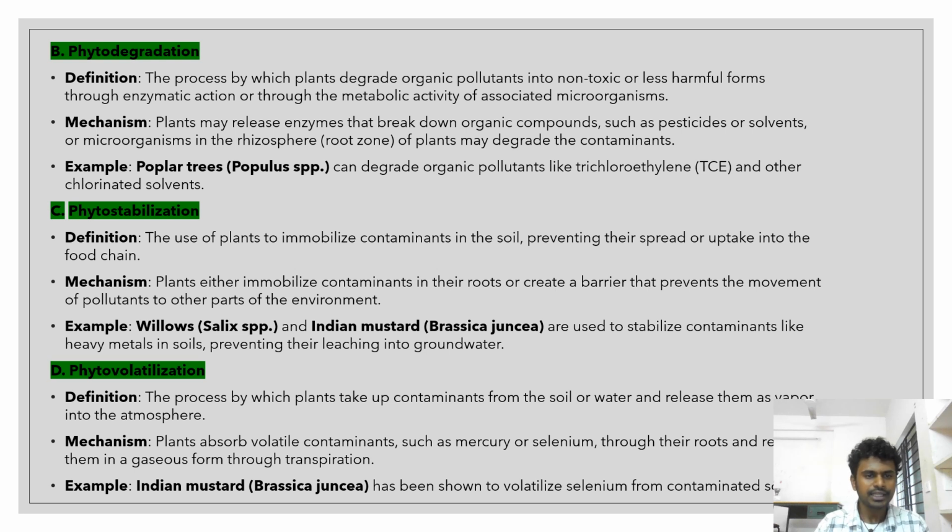Phytovolatilization: the process by which plants take up contaminants from the soil or water and release them as vapor into the atmosphere. Mechanism: plants absorb volatile contaminants such as mercury or selenium through the roots and release them in gaseous form through transpiration. Example: Indian mustard has been shown to volatilize selenium from contaminated soils.